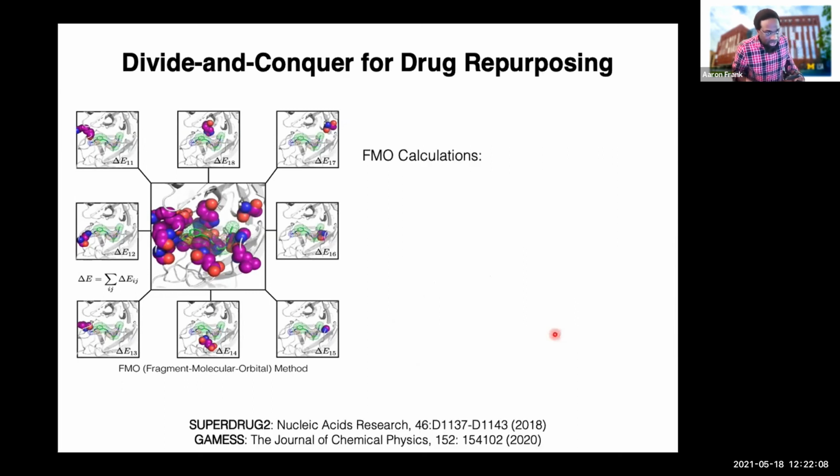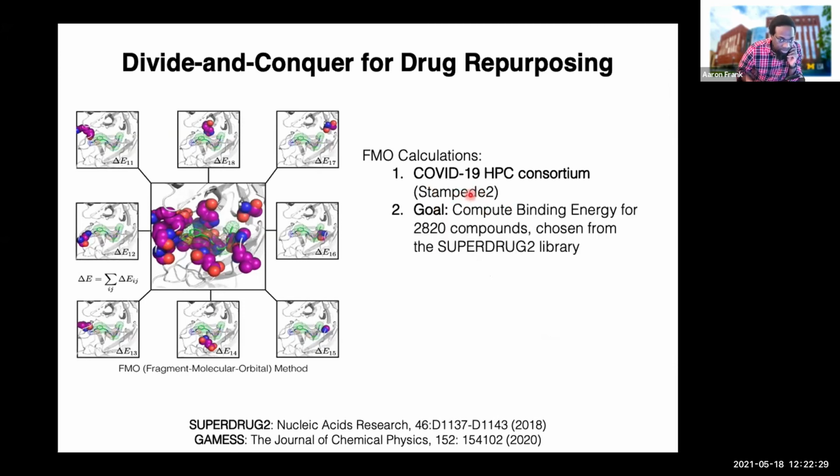So a little more detail about what we did. As I mentioned, we executed these FMO calculations. The computational resources that we used for this we got from the COVID-19 HPC Consortium. Specifically, we ran these calculations, first testing them out on Jetstream and then finally running the production on Stampede2. And the goal, as I alluded to, is to compute the binding energies of these molecules.